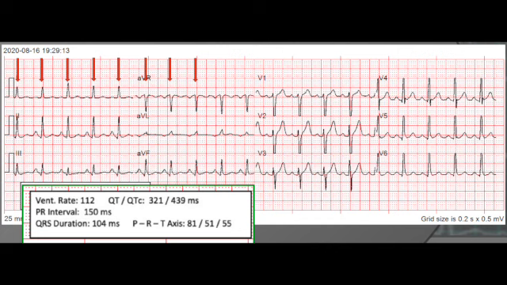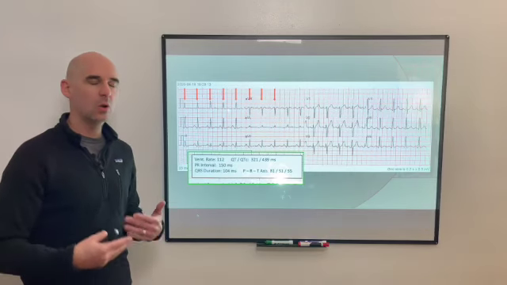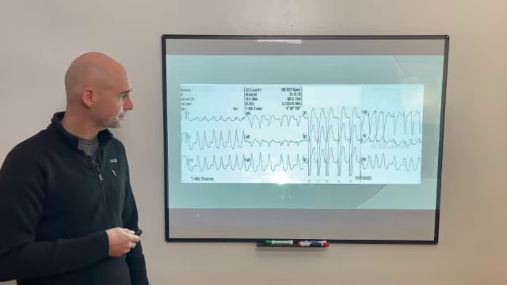Then we're going to look at our regularity. It marches out in a regular rhythm, a regular distance between complexes. So we're dealing with a sinus tachycardia here. It's regular. We can carry on to our next steps.